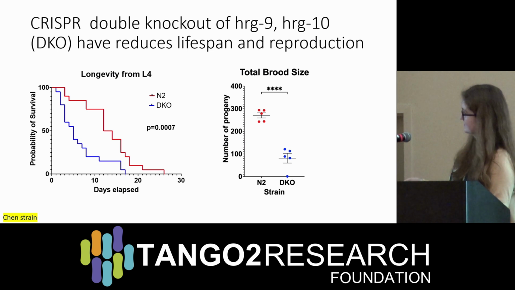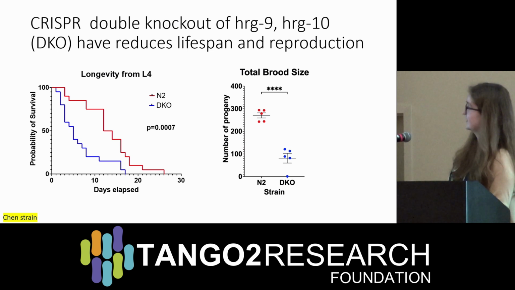This red line is our normal N2 worms, showing how long they survive once they hit adulthood. And this blue line is our double knockout model. So our worms missing TANGO2 homologs are not able to live as long as normal worms.